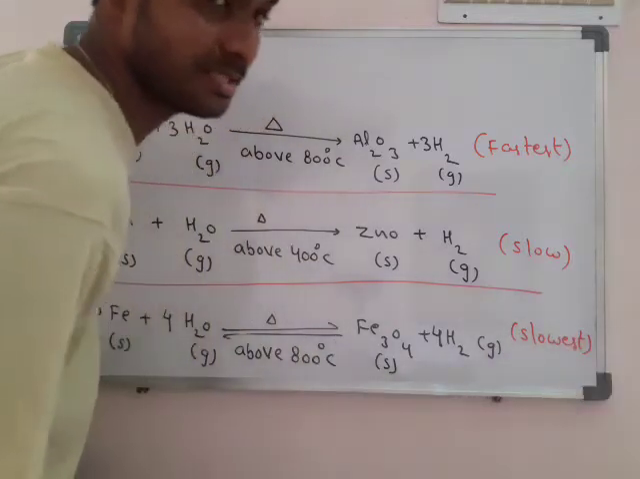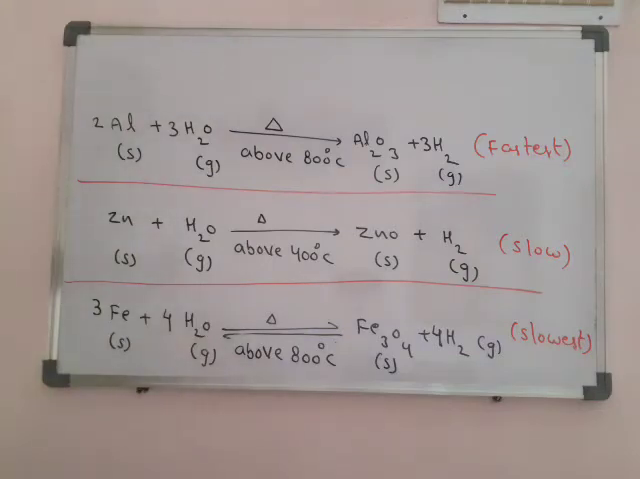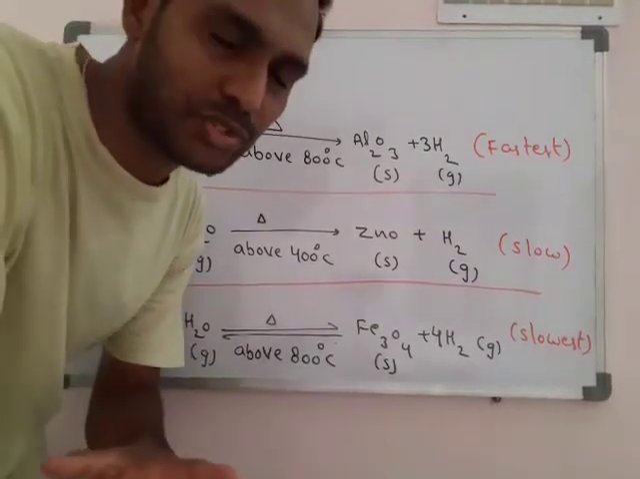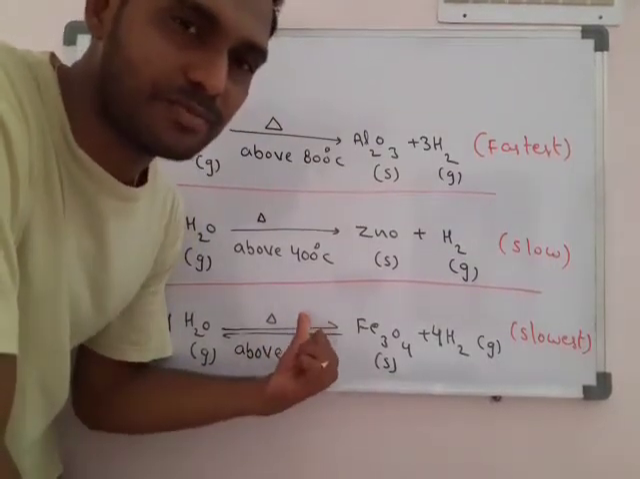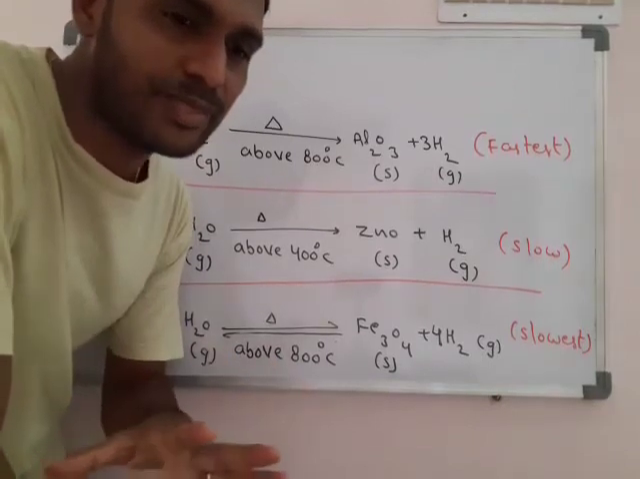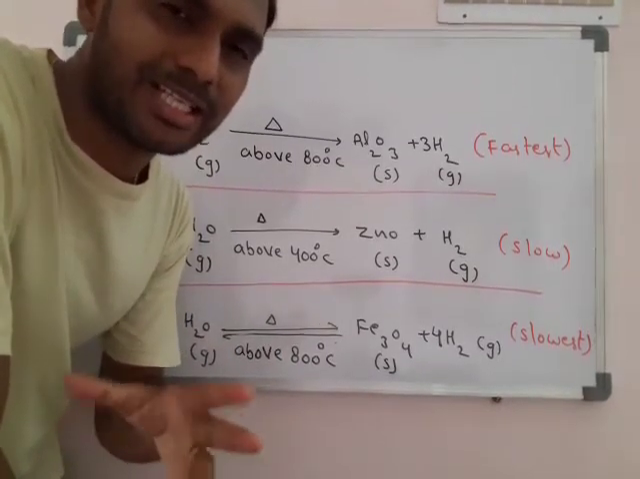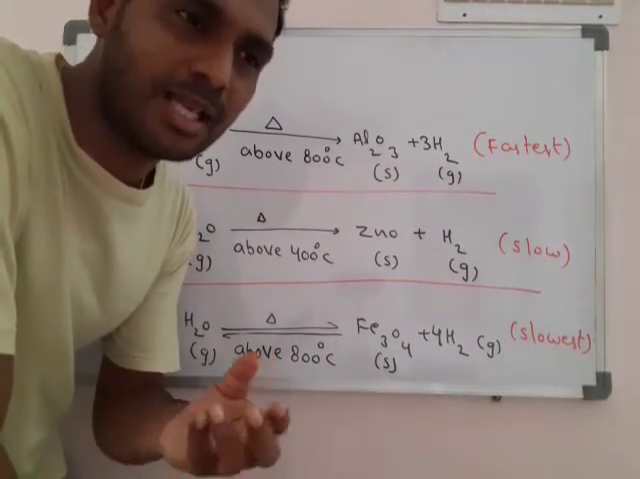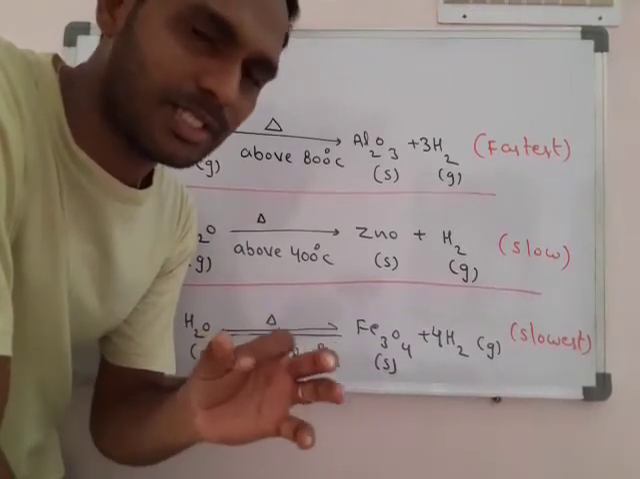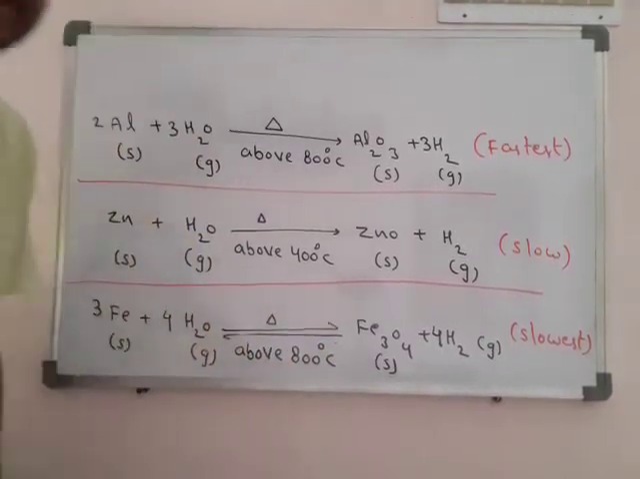This is the slowest reaction. So these are the reactions of aluminium, zinc, and iron with steam. Now we see how to collect hydrogen gas in terms of experiments.